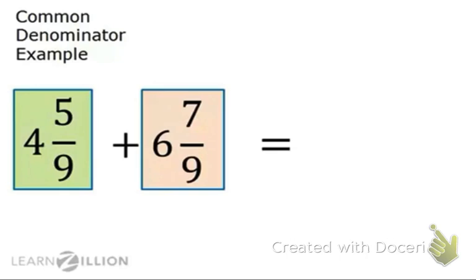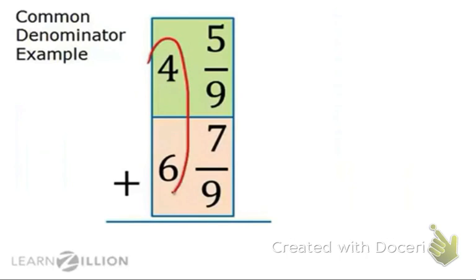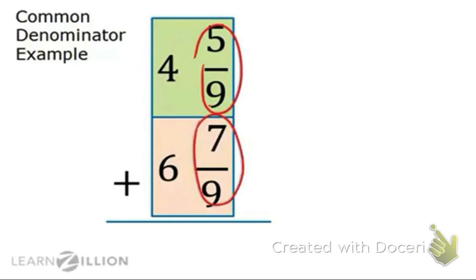6 and 7/9. If we are using the regrouping method of adding fractions, we stack them on top of one another to create a sense of place value. Here are the whole numbers, and here are the fractional parts. We add from right to left so we can regroup, just like most times we are adding by place value. 5/9 plus the 7/9 is actually going to give us 12/9.